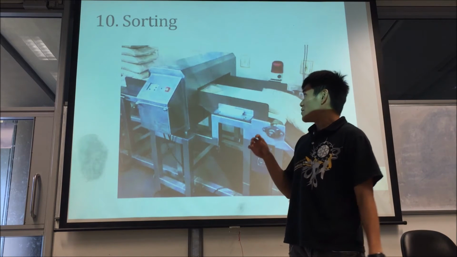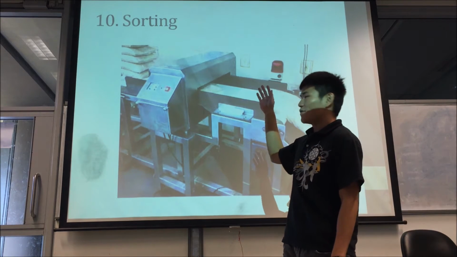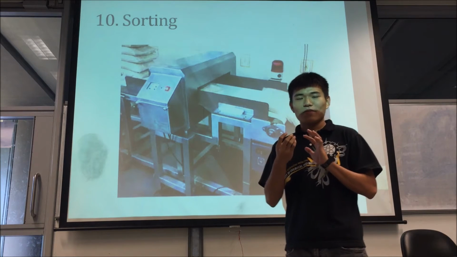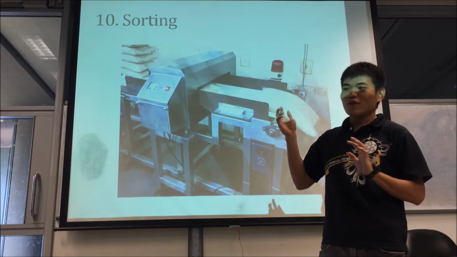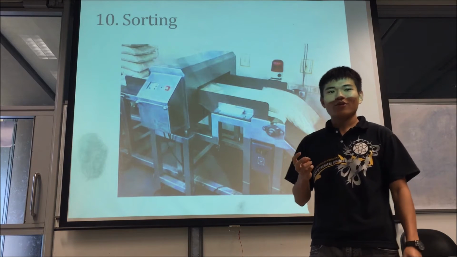Next, the potato chips are moved into this sorting machine. This is an example of a metal detector to detect any foreign particles such as metal, and it is one of the important QC steps in the production of potato chips.